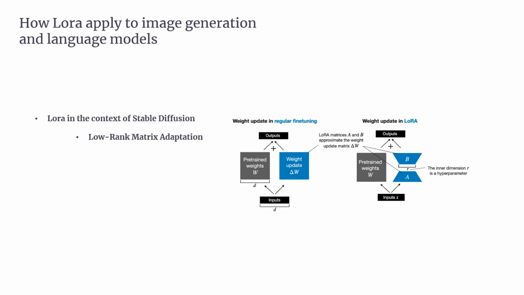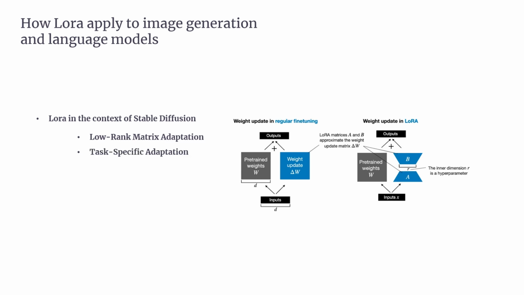For the mathematical formulation, instead of updating the original weight matrices directly, LoRA adds a low-rank update, where W is the original weight matrix in the attention layers. A and B are low-rank matrices that are trained during the fine-tuning process. The final W is the updated weight matrix used during inference.